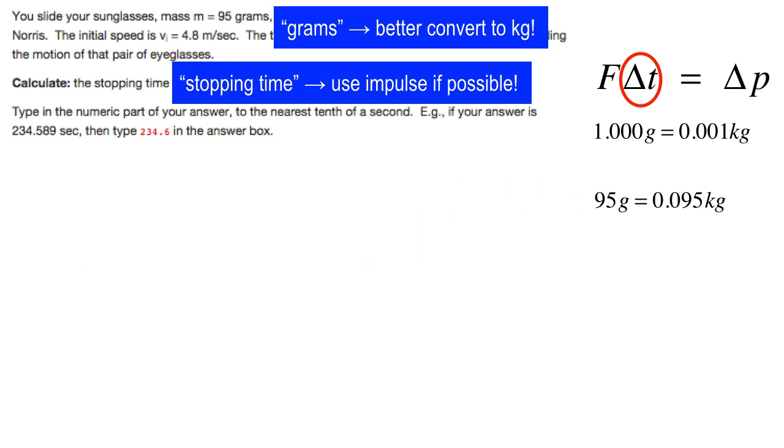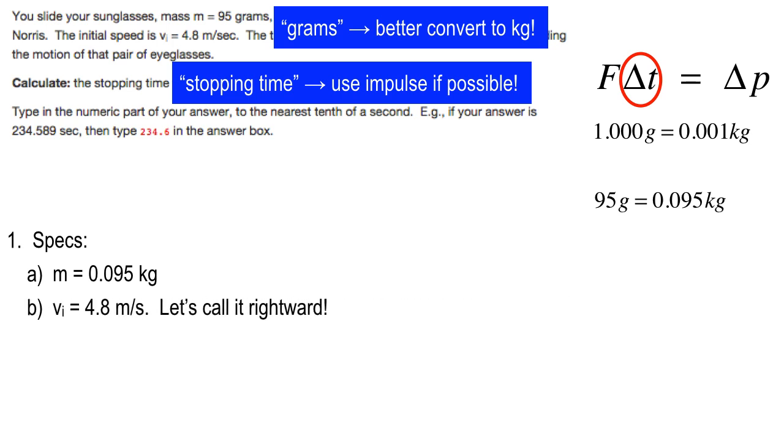All right, let's get down to the specs. For this particular problem, we have a mass of 0.095. Initial condition, VI equals 4.8 meters per second. And for bookkeeping purposes, let's call that a rightward velocity. So this pair of sunglasses is going in this direction initially, and then it comes to a stop.